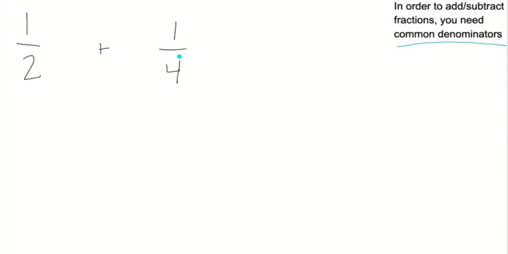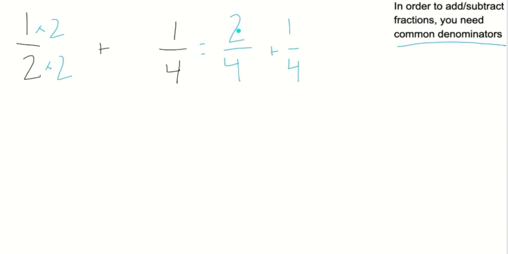What I always do is I look at my largest denominator, which is 4, and I see, okay, can I get 2 to be multiplied by something to make it equal to 4? And I can multiply 2 by 2. What is 2 times 2? 4. And if I do it to the bottom, I have to do it to the top to remain balanced. What is 1 times 2? 2. And then we're going to keep this one the same because it's already a 4.